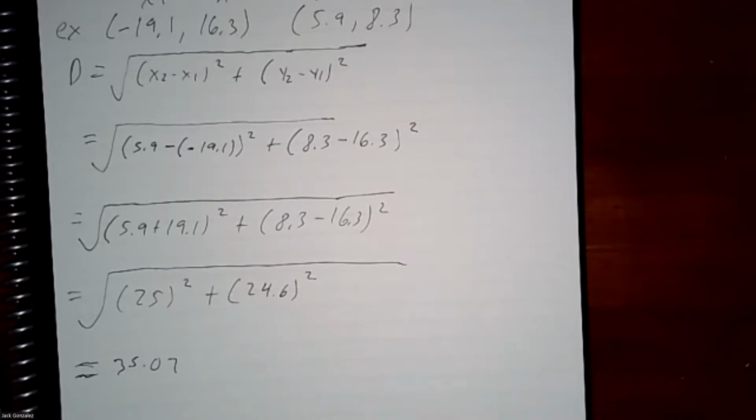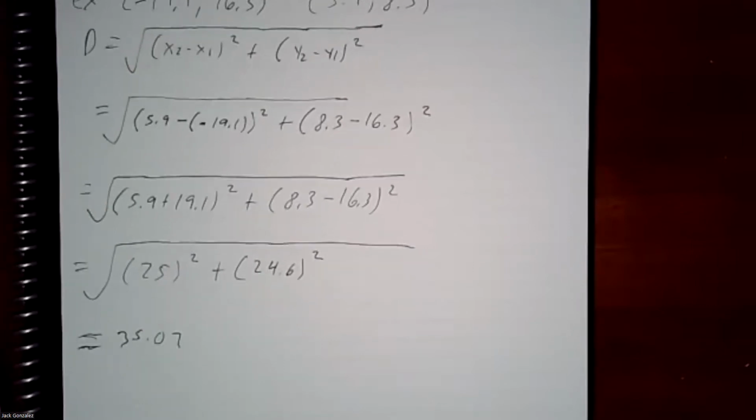Does that make sense? Any questions about the steps? You see where you went wrong, right? Yeah. I was getting confused on whether I should square that negative 19.1. The easiest way to remember is to subtract the difference. I'm sorry, I said that wrong. Square the difference.